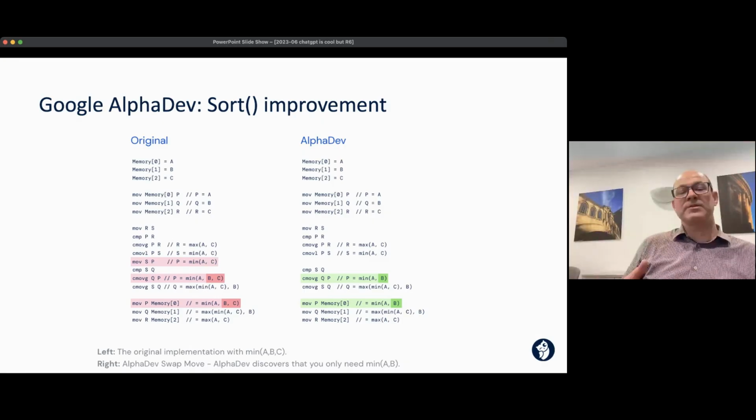You can see that the changes are very small, quite subtle, right? They removed a move instruction, so you saved a little bit of time there. And then the min function, instead of being ABC, is just A and B, as it turns out. But those small changes are enough to drive a really significant improvement in the sort algorithm.